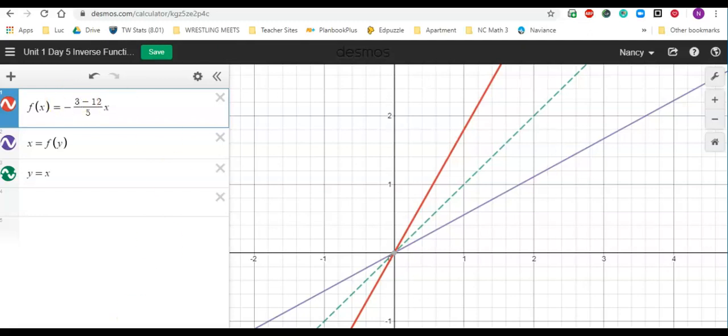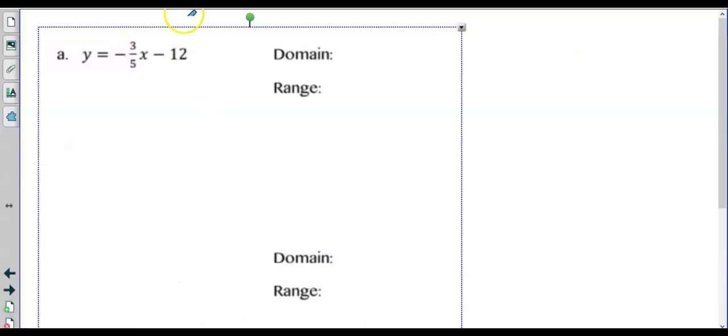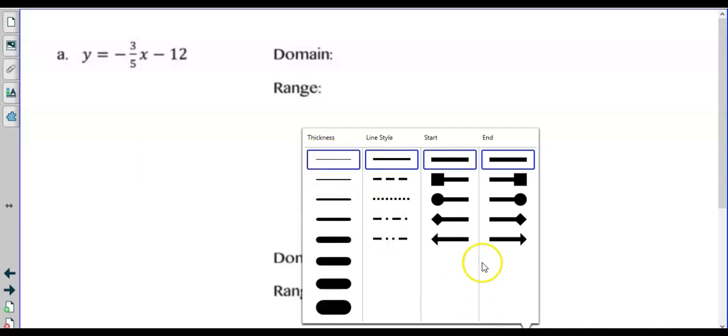So now I'm going to go over here and find it. That was not right. Find it algebraically and see if I get that same function. Okay, if you remember, the steps to finding the inverse of a function are, it's already written y equals, so we're going to switch the x and y.